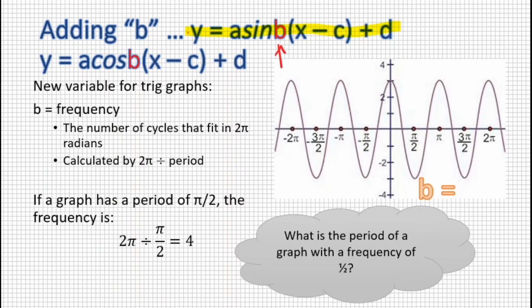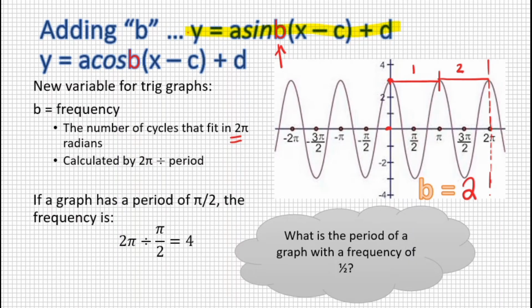So that variable represents the frequency, and the frequency of a graph is the number of cycles that fit in 2 pi. Looking over here, let's get 2 pi kind of illustrated, how many cycles do I go through between 0 and 2 pi? If I start here, it's a cos graph, I see 1 cycle. And then I see 2 cycles. So the frequency of this graph is 2.